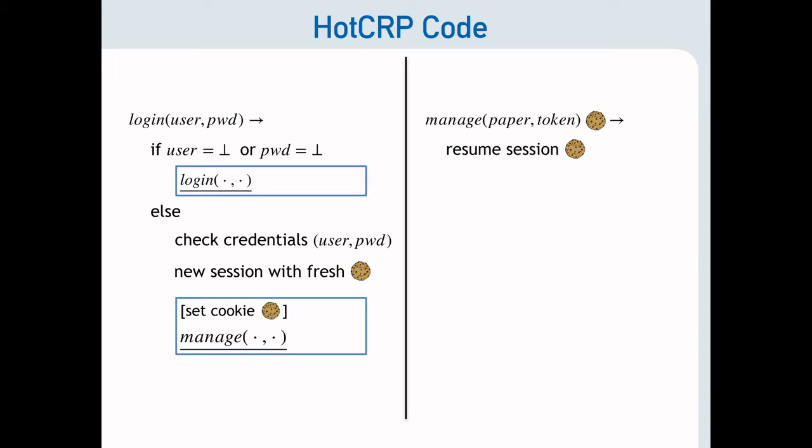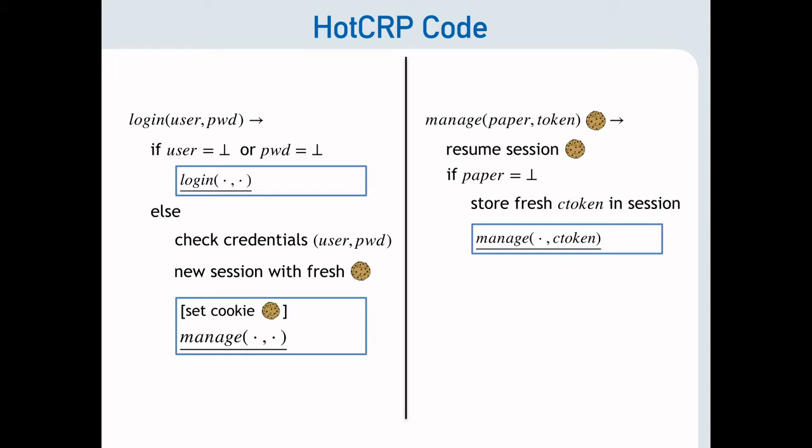We then check if a paper is submitted. If there is no paper, then we generate a fresh value C token that we store inside the current session. In the response, we then include a form to the manage endpoint, and the value for the paper is left empty, so the user can upload his own paper there. And the value of the token is initialized to the value C token that we just generated.